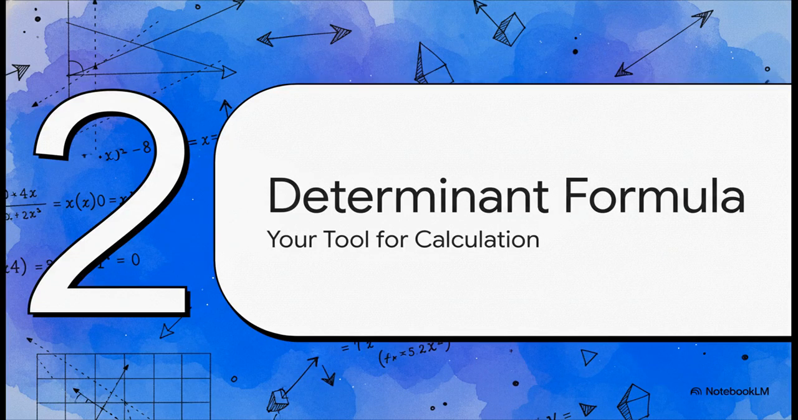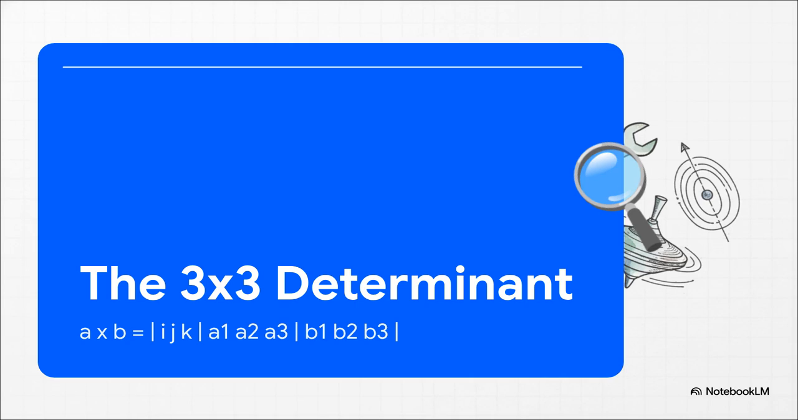Okay, so that's the what. But how do we actually find this new vector? Well, for that, we're going to borrow a really handy tool from linear algebra, the determinant. Now, don't let this matrix scare you. This 3x3 determinant is really just a fantastic organizational tool. It's a way to calculate the cross product without having to memorize some long, messy formula. All you do is set it up with the standard unit vectors, our friends i, j, and k in the top row, and then you pop the components of your two vectors, A and B, right underneath.